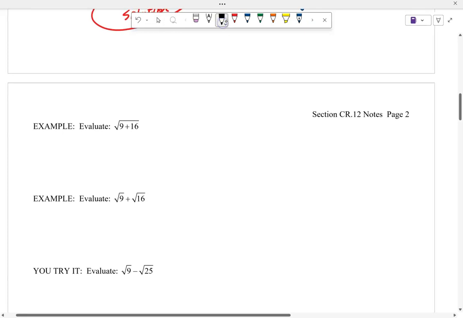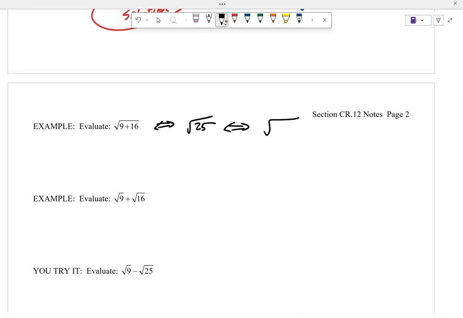Let's look at this next one here. I would go ahead and simplify that: 9 plus 16, and I would get 25. I am taking a second root, so I'm looking for 2 of a kind. The square root of 25, of course, is 5. That is different than the square root of 9 plus the square root of 16. I would have to simplify these before I could add them, because they're not like terms. The square root of 9 is 3, the square root of 16 is 4, and then we can go ahead and add those integers.